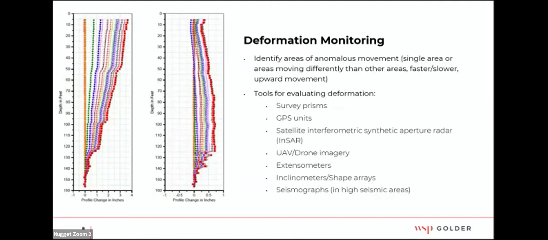Extensometers, inclinometers and shape arrays can give you the movement at depth. All these other methods only see the surface, right? The surface might be moving one way, but in the subsurface you could be forming failure planes in your heap, and you wouldn't necessarily see it in the surface deformation. So having inclinometers and shape arrays gives you the opportunity to see what the subsurface is doing. And then in high seismic areas, having seismographs helps with the evaluation of deformation.